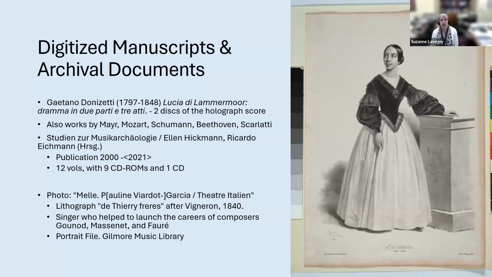A large group included digitized manuscripts and archival documents. So these would have taken a lot of space, I guess, at the time. One, Gaetano Donizetti's opera score of Lucia di Lammermoor, covers 2 discs. And there's another set, Studien zur Musikarchäologie, which has been published over 2 decades. It's now 12 volumes with 9 CD-ROMs and 1 audio CD. Next slide.